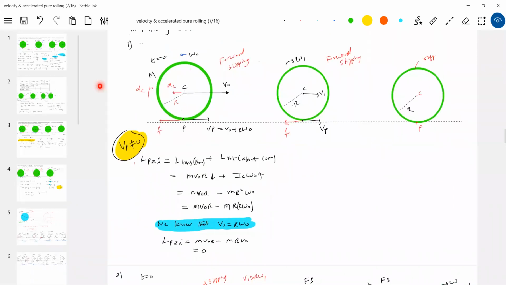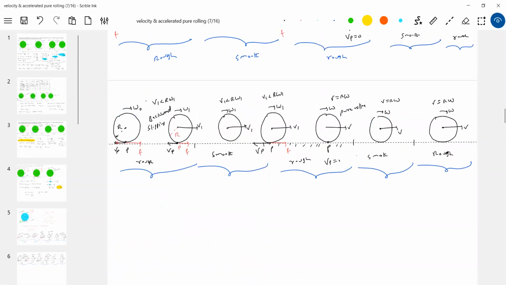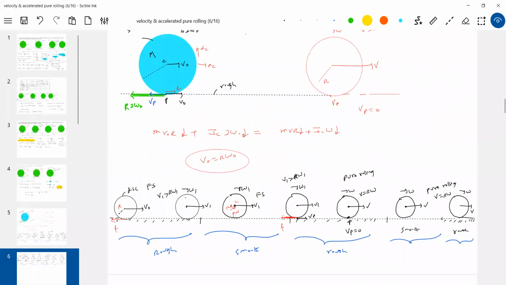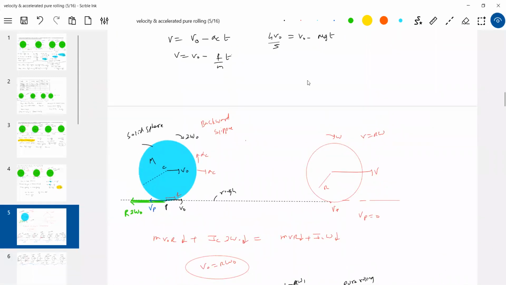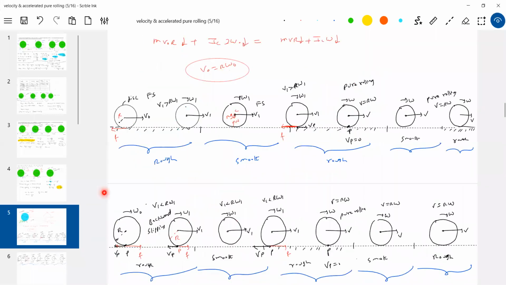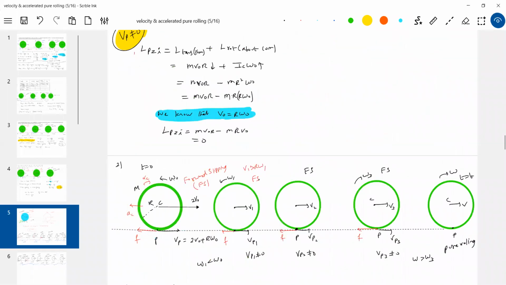If the velocity of point P is opposite to the velocity of center of mass, backward slipping. Not like V naught greater than or less than. From the lowest point is what we should bring.